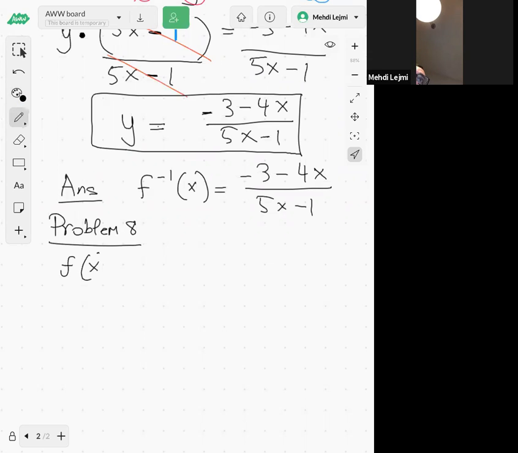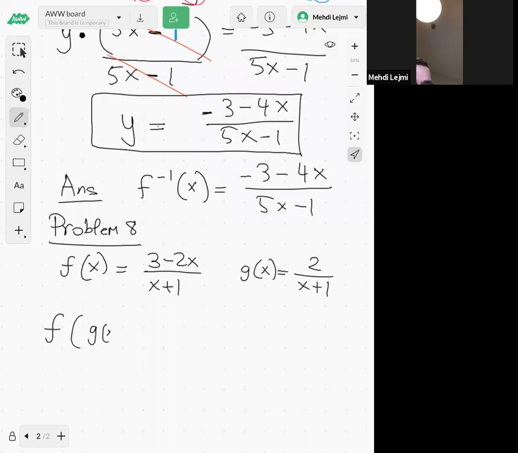So f of x is 3 minus 2x over x plus 1, and g of x is 2 over x plus 1. We want to compute, let's say, f of g of x. I'm going to show you guys how this works when we have fractions, because I know some of you have trouble with fractions.